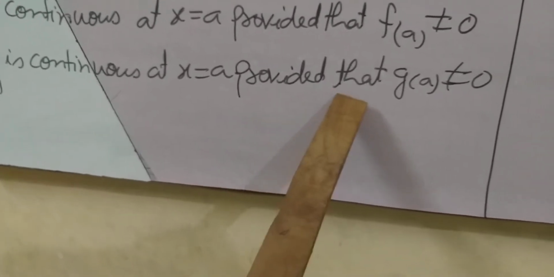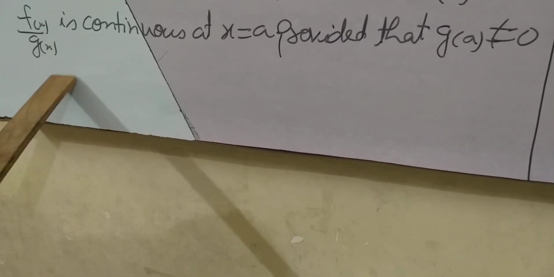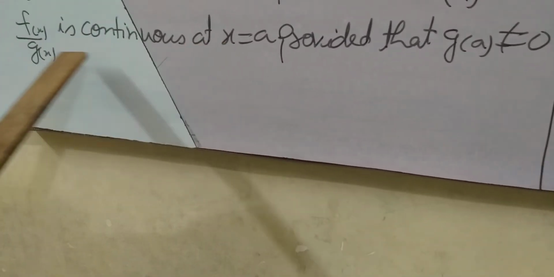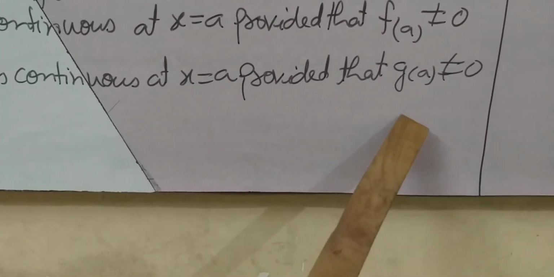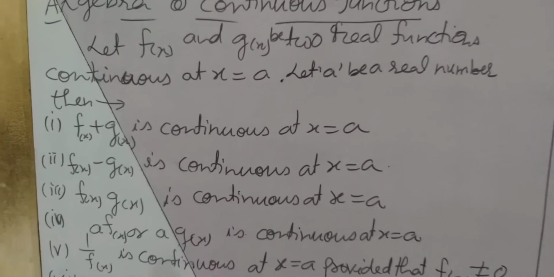Okay, students. Now f(x) upon g(x) is continuous at x equal to a, provided that g(a) is not equal to 0. If g(a) is equal to 0, then it will be not defined. That's why, students, f(x) upon g(x) is continuous at x equal to a, provided that g(a) is not equal to 0. So, students, these are some algebra of continuous functions. Okay. Now, there are some theorems, students.